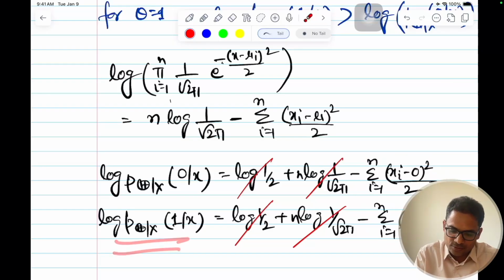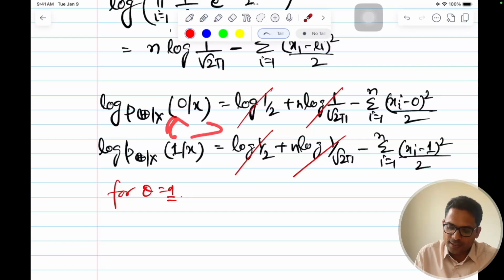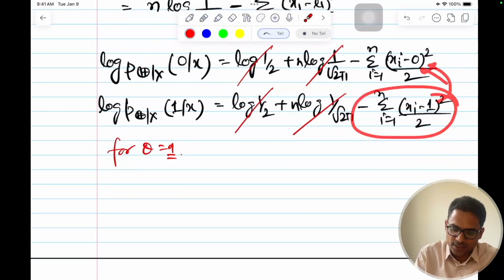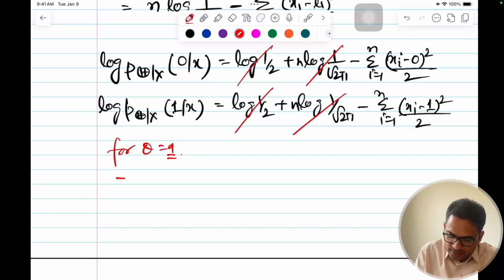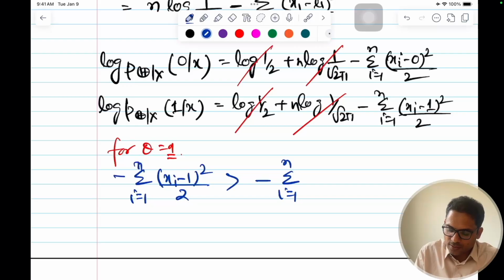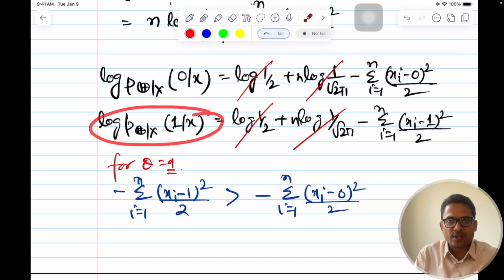So for theta equal to 1, this probability should be greater than the above probability, meaning this term should be greater than this term. So finally, for theta to be 1, minus the sum from i equal to 1 to n of xi minus 1 whole square by 2 should be greater than minus the sum from i equal to 1 to n of xi minus 0 whole square by 2. I hope this is clear, for theta to be 1.